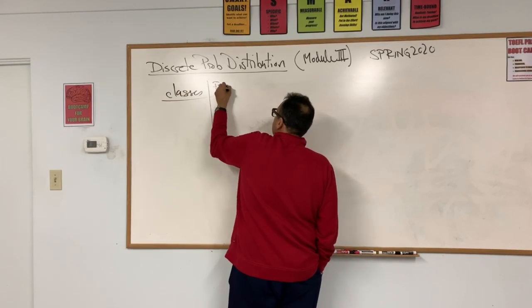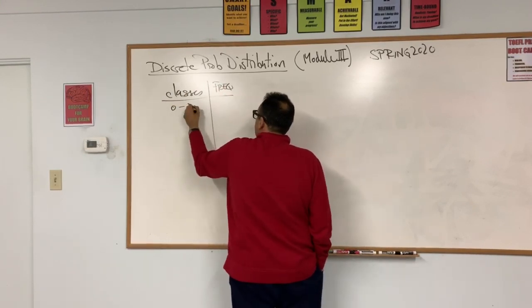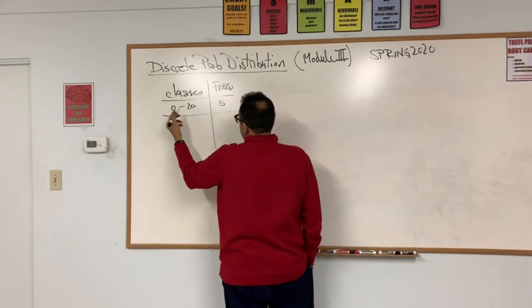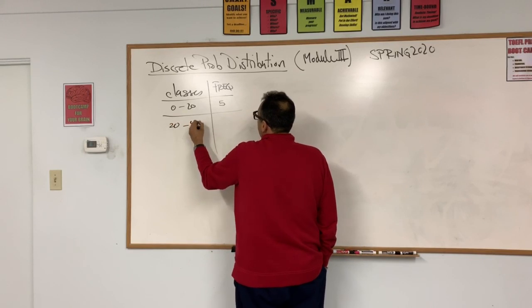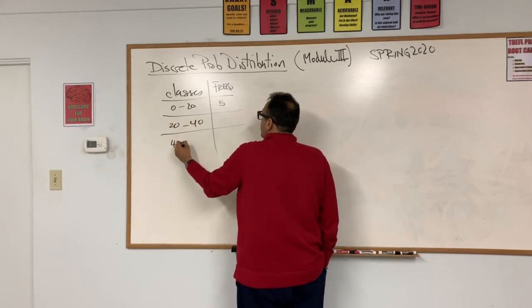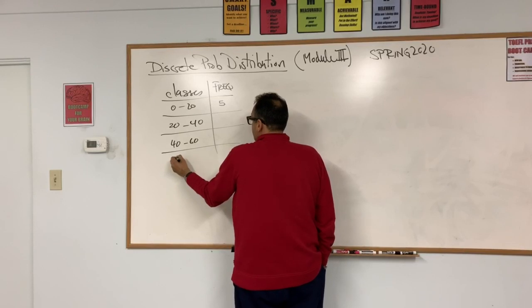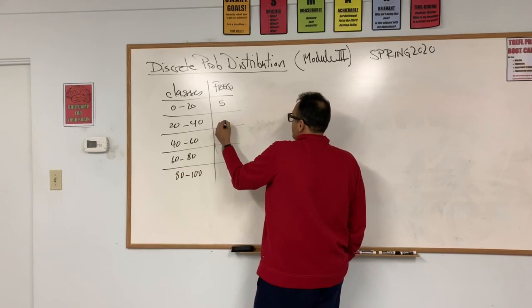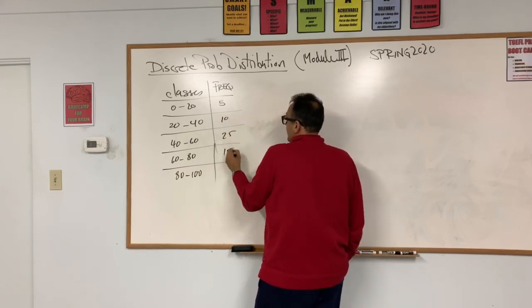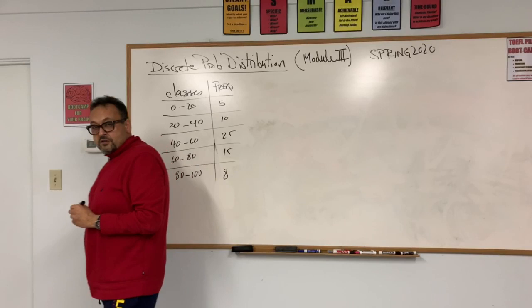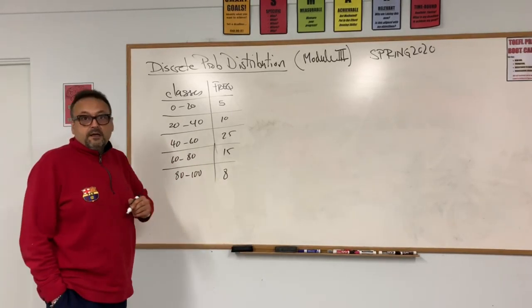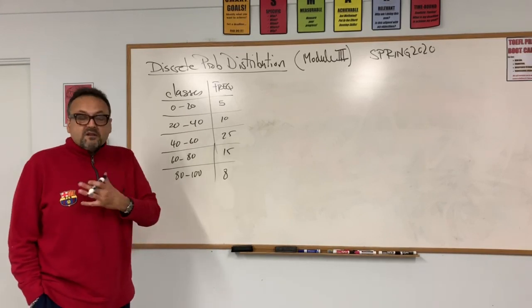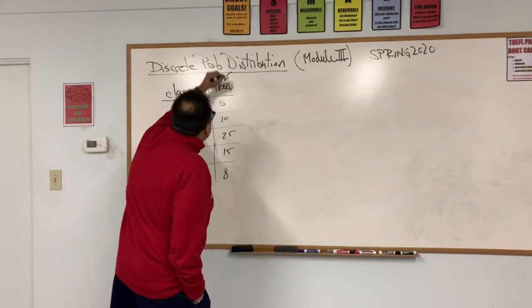You had two columns. One of them were your classes, and the other column were the corresponding frequencies for those classes. So say your classes were 0 to 20, 20 to 40, and I'm going to go up to 100, 40 to 60, 60 to 80, and 80 to 100. And let's say your frequencies are 10, 25, 15, and 8. You saw this table in module 2. We called it a grouped frequency table. We call this a frequency table because it's a table based on frequencies, obviously.